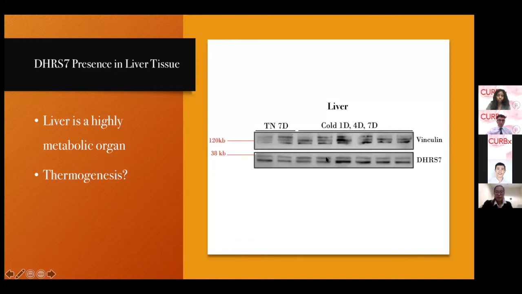It's great to see that there is a consistent expression of DHR7. There's no increase under cold conditions. And this is significant because it suggests that DHR7 has potential in being an activator of thermogenesis specific to brown fat tissue.